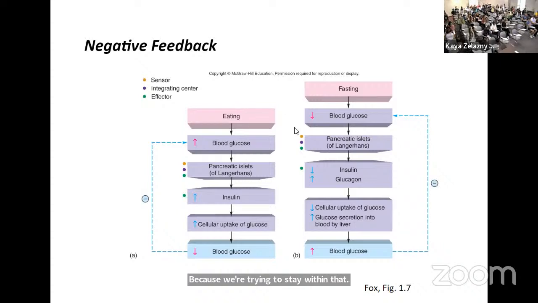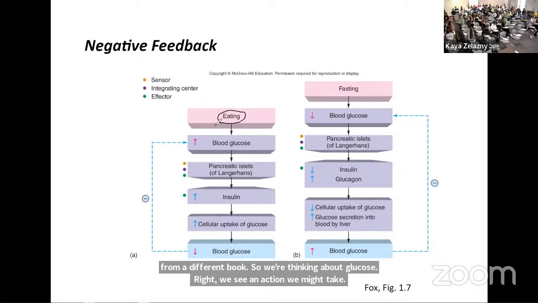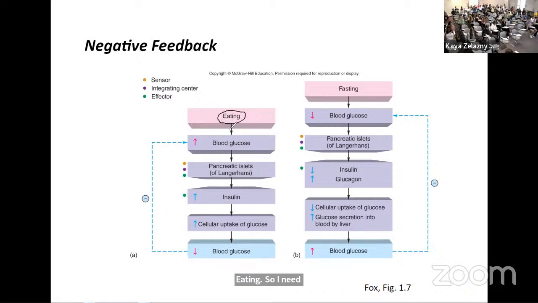This is not directly from your book, but this is kind of an example of what those figures I was describing would look like. It's just from a different book. So we're thinking about glucose. Right, we see an action we might take is eating. So when you eat food, say you eat a donut, right? Got lots of sugar and carbs in there.